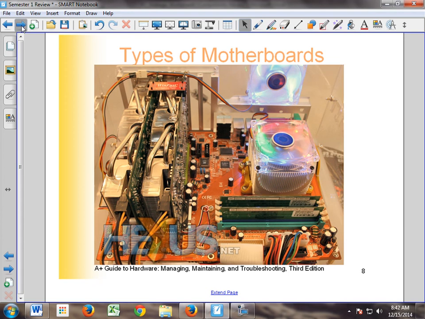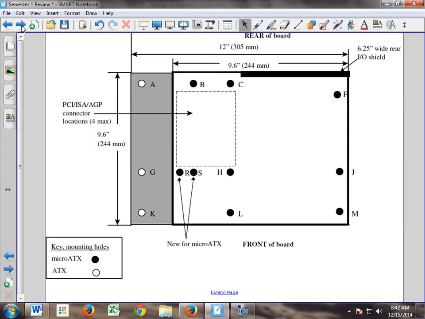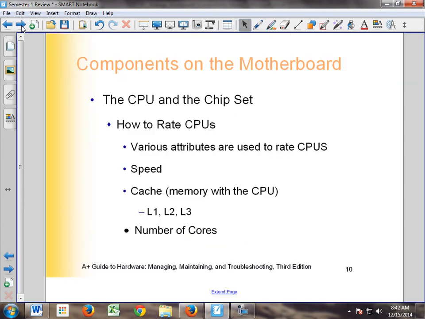Trying to think what else we need to go over. I'm not going to ask you the inches on the ATX motherboard. We do need to know that the ways to rate CPUs are the speed in gigahertz, what kind of cache and how much cache it has, and the number of cores on there. You should know what the difference between L1, L2, and L3 is.